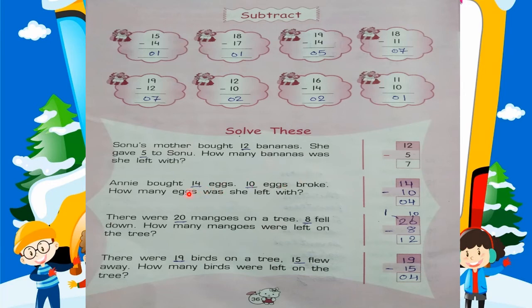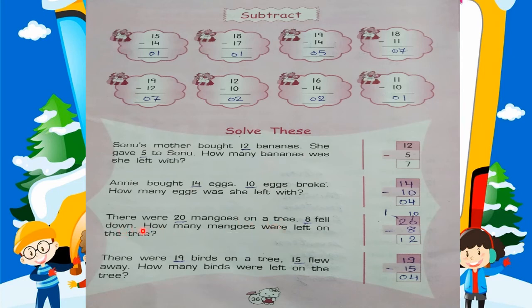Okay. Now the next question is: Annie bought 14 eggs, 10 eggs broke. Okay, how many eggs was she left with? So firstly she bought 14 eggs, so you will write 14, then 10 eggs broke, so you will write 10, then subtract them. 4 minus 0 is 4, 1 minus 1 is 0. Okay, so here she was left with 4 eggs. How many eggs were left? Only 4 eggs.